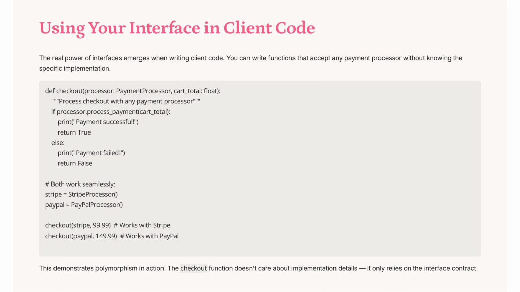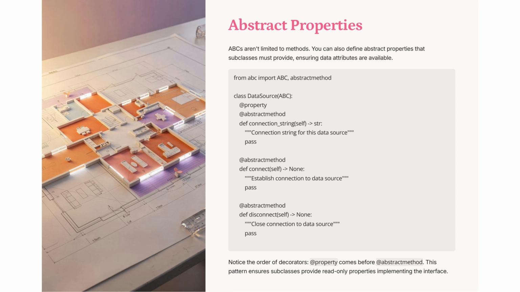Interfaces empower client code by enabling functions to accept any payment processor, abstracting implementation details. The checkout function exemplifies this, processing payments with Stripe or PayPal seamlessly. This is polymorphism in action, where the function relies solely on the interface contract, ensuring flexibility and adaptability in handling diverse payment systems. Abstract properties in ABCs enforce that subclasses provide specific data attributes.